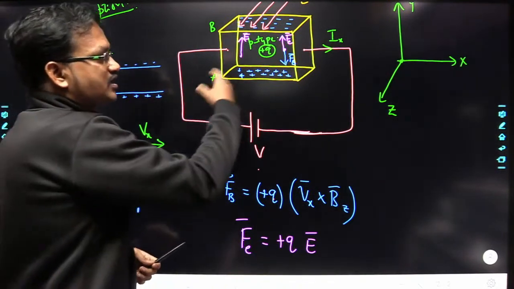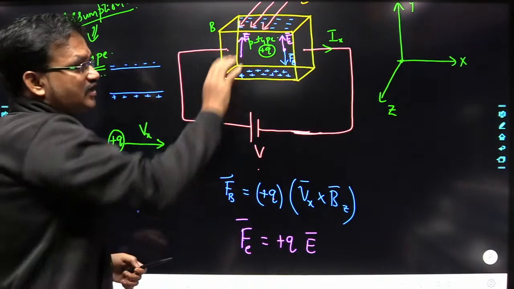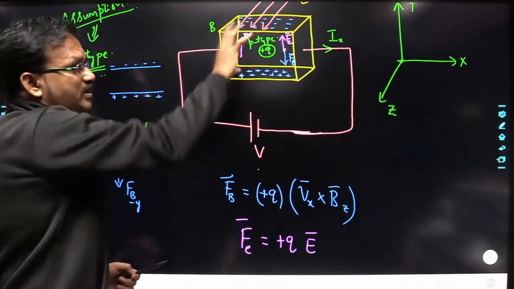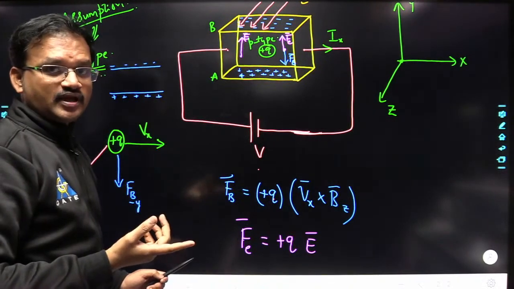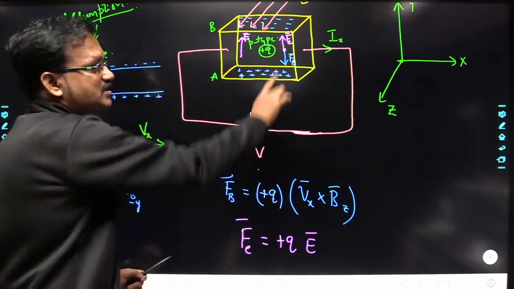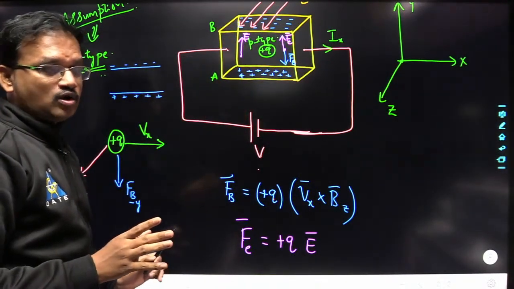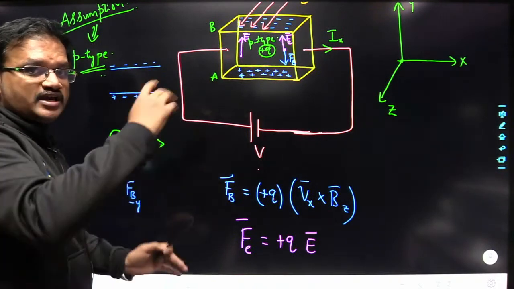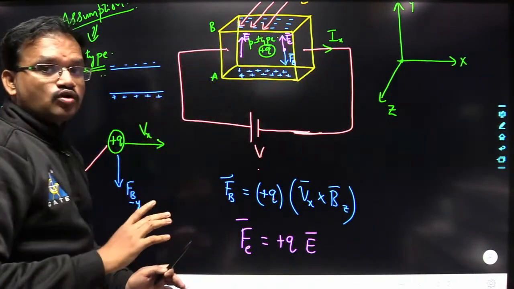Still, because of this magnetic force, further and further accumulation will take place. If the accumulation increases, then this electric field is also going to increase. Yes or no? As the electric field increases, this electrical force is also going to increase. So because of FB, accumulation is going to increase. As the accumulation increases, FE will also increase.